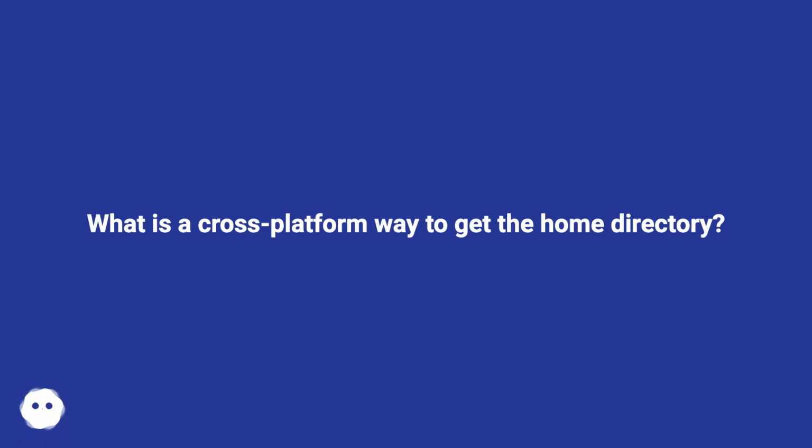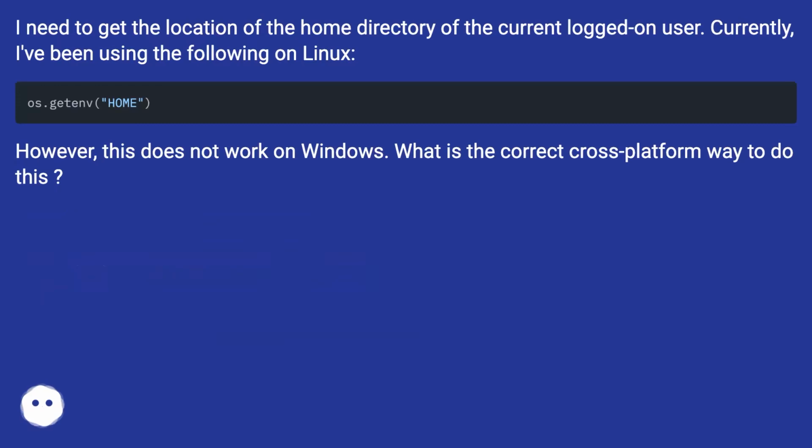What is a cross-platform way to get the home directory? I need to get the location of the home directory of the current logged on user. Currently, I've been using the following on Linux. However, this does not work on Windows. What is the correct cross-platform way to do this?